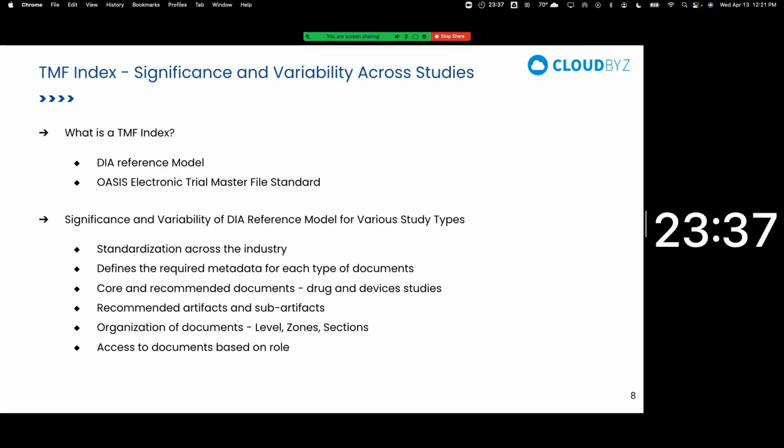So let's take an example. By site activation, you must have the training documents of the site. You must have the credentials of the people on the delegation of authority log. You should have a delegation of authority log. You should have documentation supporting the investigational product, study product, or device based on the type of the study. So these are the challenges that our TMF index solves, and it provides standardization across the industry. Let's move to the next slide.